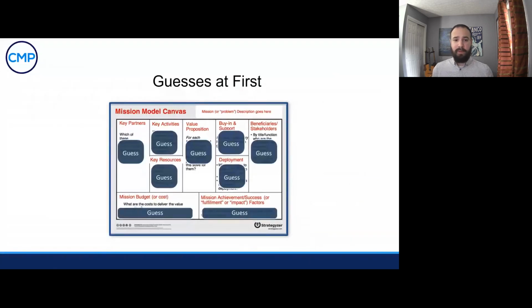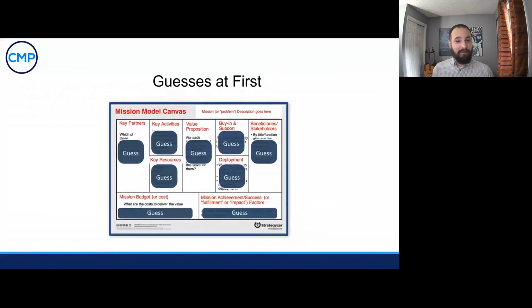Remember that they're all guesses at first. There's nothing here that you're going to know on day one. It's very unlikely that you're going to have a really great and firm understanding of exactly who your beneficiaries are when you start, or what your value propositions are for any of those individuals. These are all educated guesses, based more than likely on the problem that you've been working on as part of your team. But remember, they're all educated guesses at first, and it's okay that you don't know the answers.